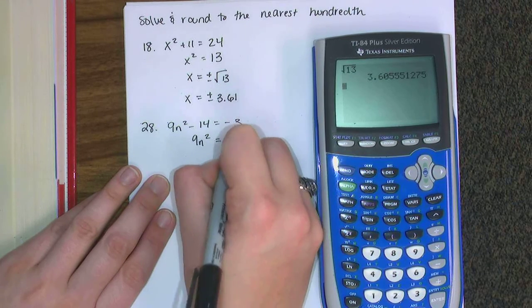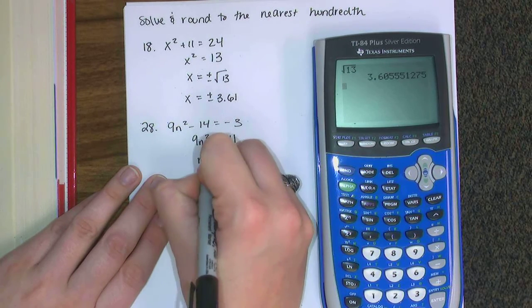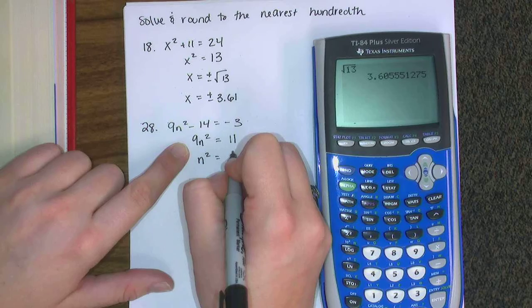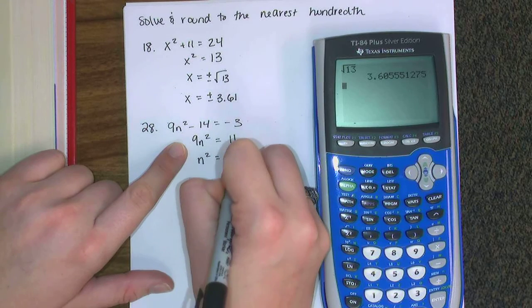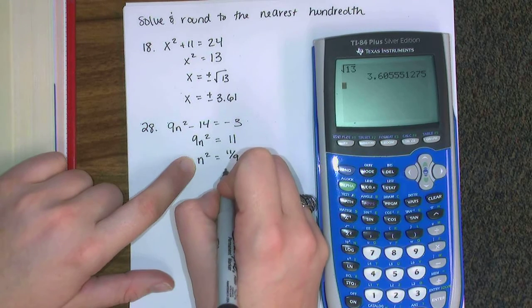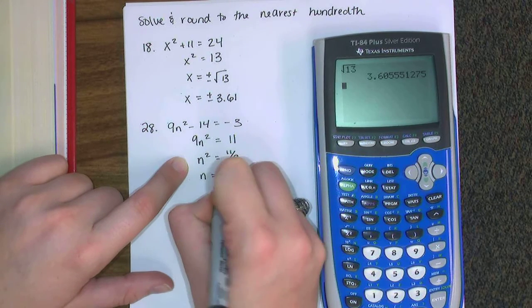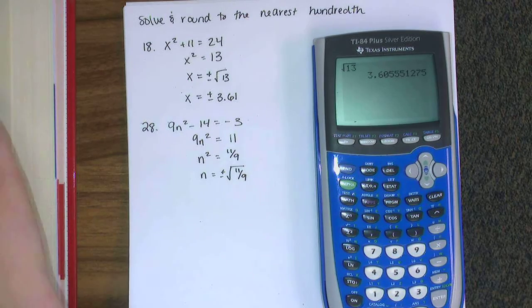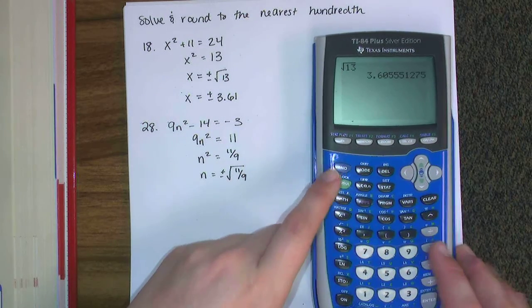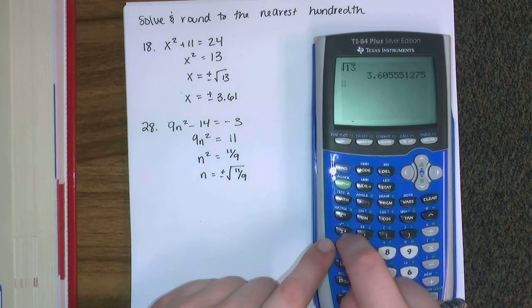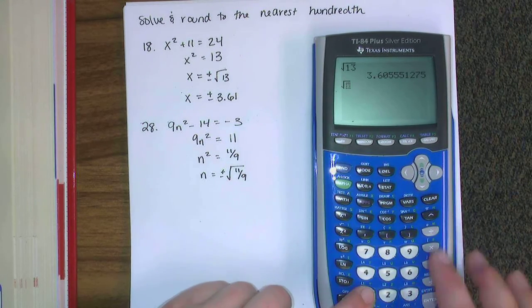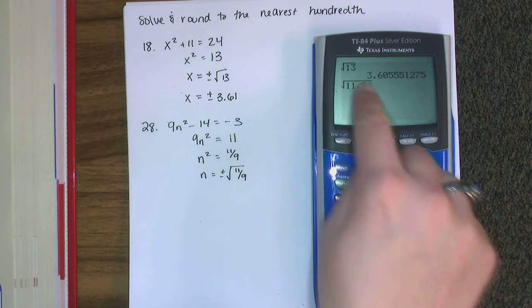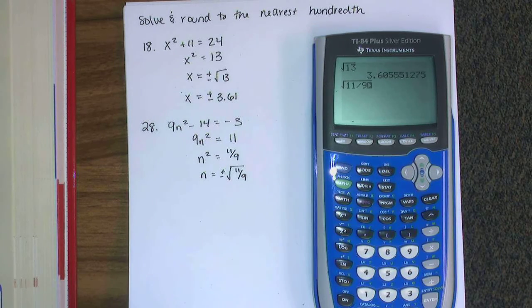And now you take the square root, so n is equal to plus or minus the square root of 11 over 9. So, second, the square root button, 11 divided by 9, and make sure it's all underneath. The other option would have been to do the 11 over 9 first, and then just take the square root of that. And that is 1.11, because we round up. So n is equal to plus or minus 1.11.